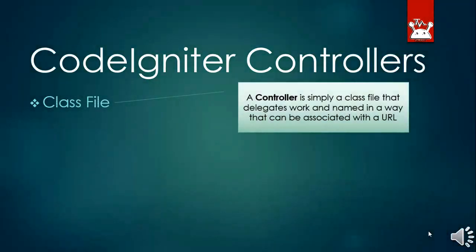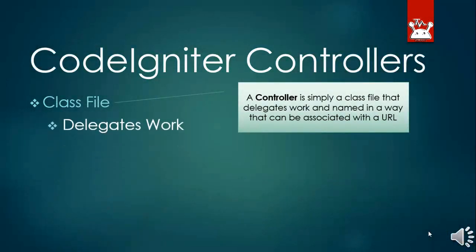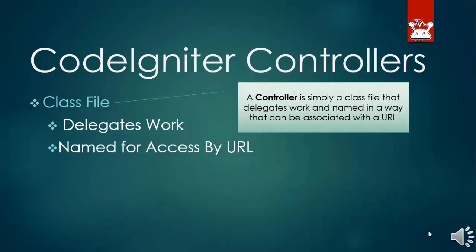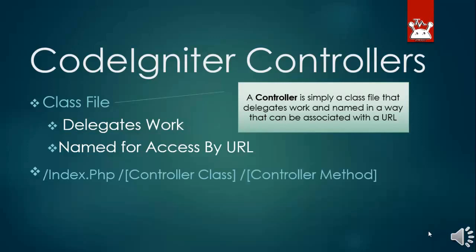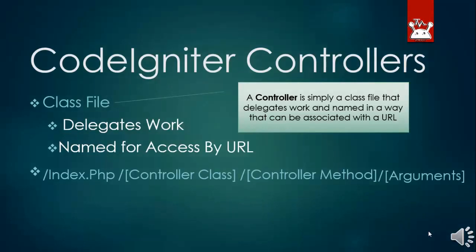A controller is simply a class file that delegates work and is named in a way that can be associated with a URL. To determine what controller is used, CodeIgniter uses the following pattern to route the user's request to the right controller: index.php, followed by the controller class, then the controller method, and then any optional arguments.